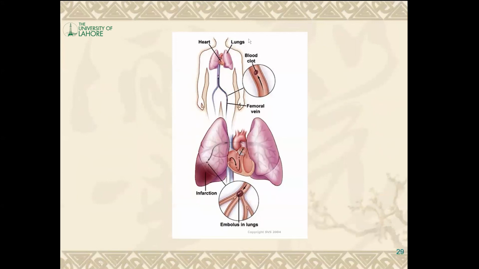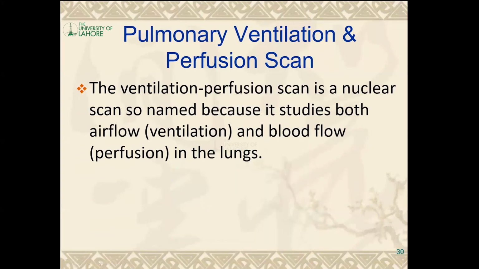So that's called pulmonary embolism. This is the image of an embolus in the lungs. Here you can see that there is a blood clot in the femoral artery. What happens? It travels to the lungs and creates infarction. The ventilation perfusion scan is a nuclear scan, so named because it studies both airflow and blood flow in the lungs. That's why it's called V over Q. V means airflow, ventilation, and Q means blood flow, or perfusion. This is the image of pulmonary ventilation and perfusion scan.